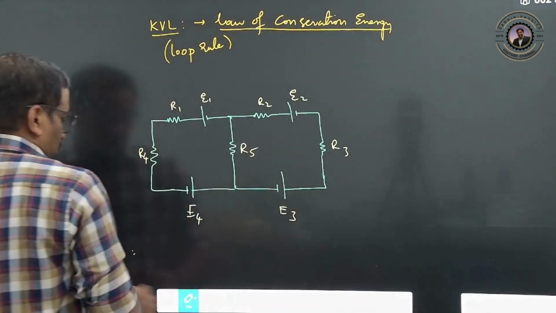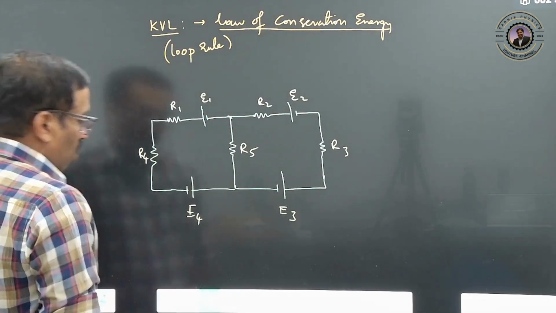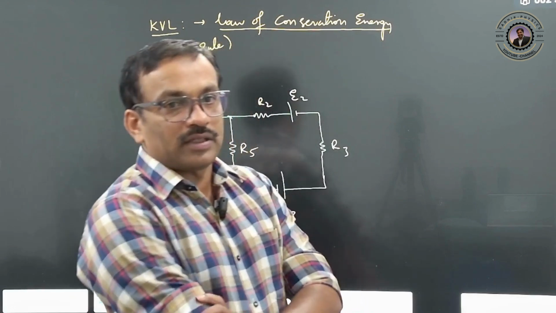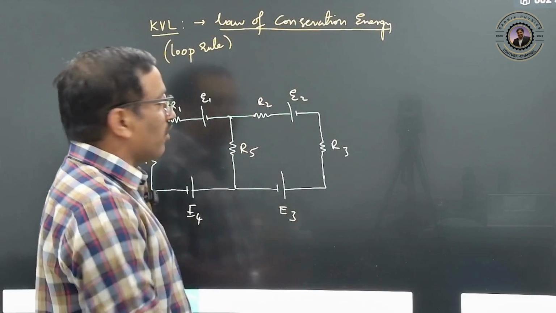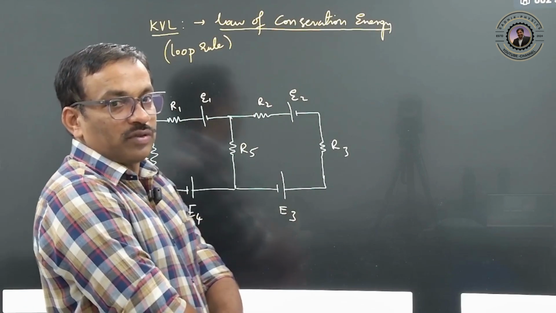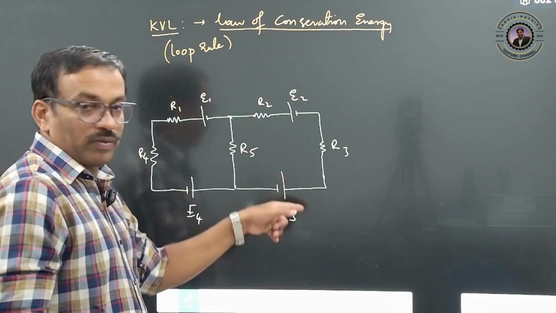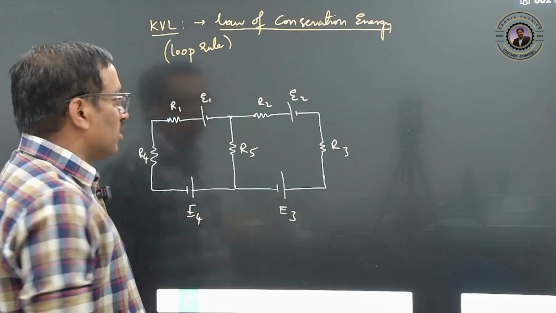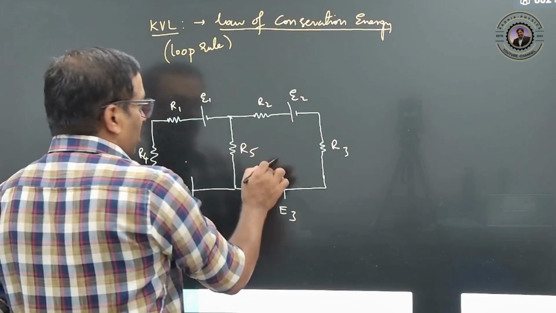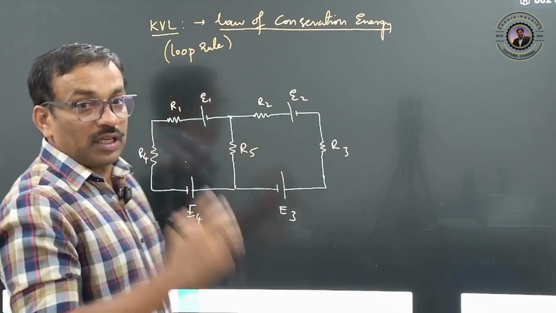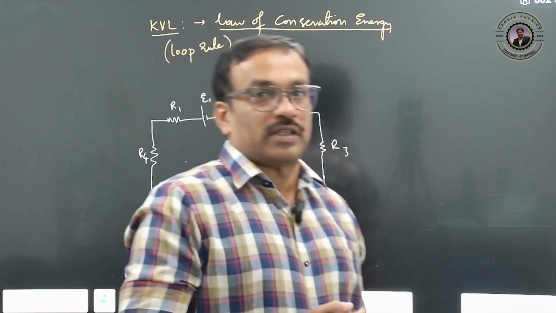So can anybody tell me how many loops are there in this one? Just pause the video and comment. Most students will tell that sir there are 2 loops, this is one loop, this is one loop. But there are 3 loops: this is one loop, this is the second loop, this is the third loop. Clear? So there are 3 loops, we can develop 3 equations now.